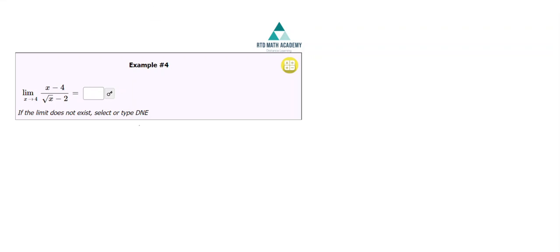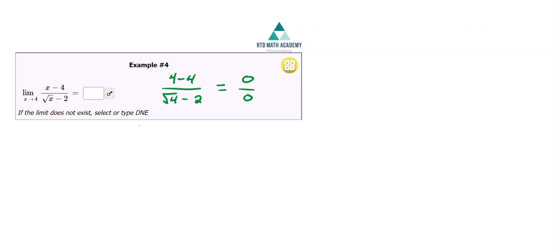In this question, we're being asked to find the limit as x approaches 4 of this function, and we have square roots involved as well this time. So let's try just plugging in 4 to see if that works. We can do it directly. So that would become 4 minus 4 over the square root of 4 minus 2, and that does become 0 over 0. So we have to come at this in a different way.